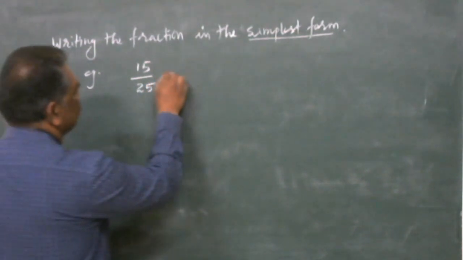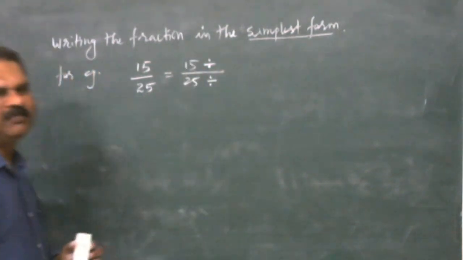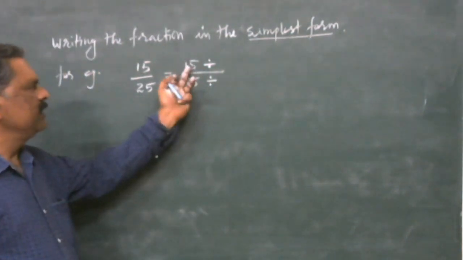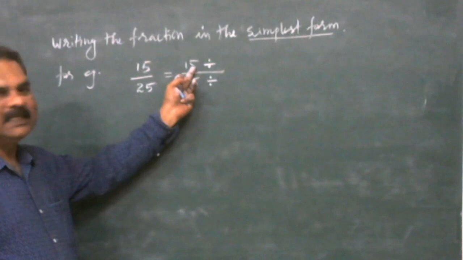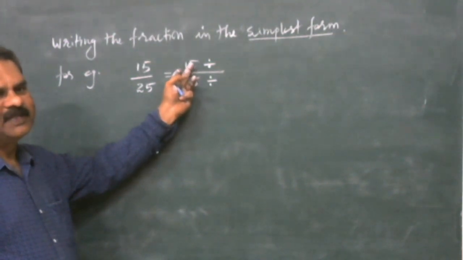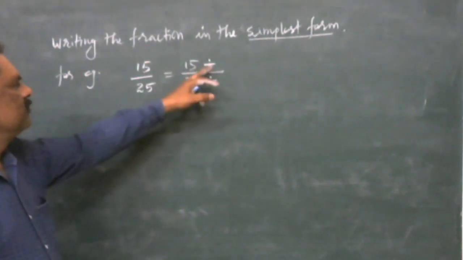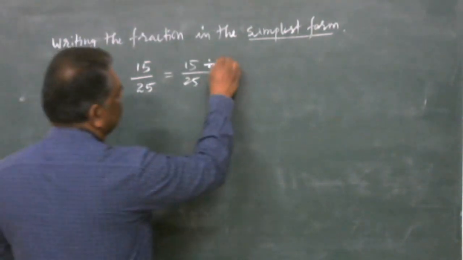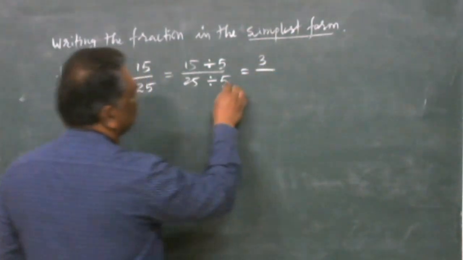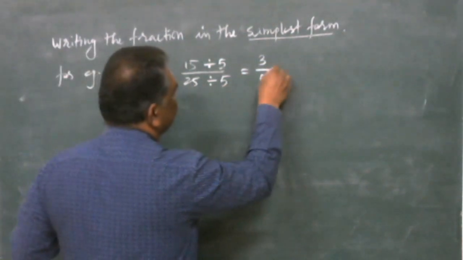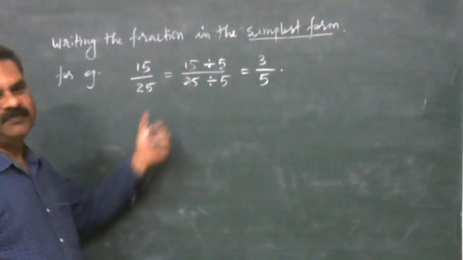So, let me divide by the same number. Same number only we need to divide. For that, which number is 15 exactly divisible by? 2 is not divisible. 3 is possible, 3 5s are 15, but 25 is not divisible by 3, so not possible. Then 4, not possible. 5, you try 5, what happens? How many 5s are there in 15? Yes, it is 3. How many 5s are there in 25? It is 5. Now further we cannot reduce it. So 3 by 5 is the simplest form of this fraction.